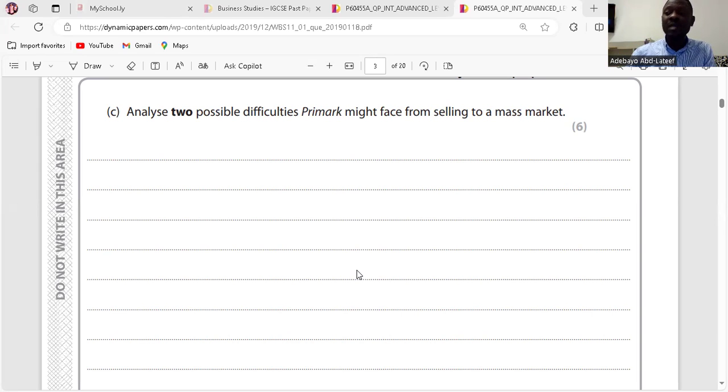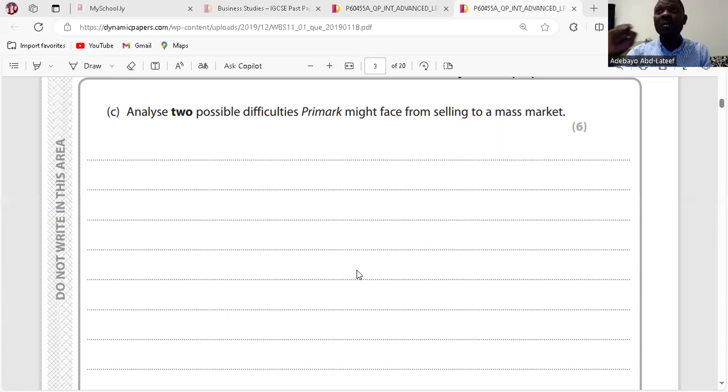So if Primark does not maintain or is not consistent with reducing cost, then it becomes difficult for it to keep its customer base. Do you understand high competition here now? Do you understand low profit margin here? There's low profit margin because it's selling at a lower price.